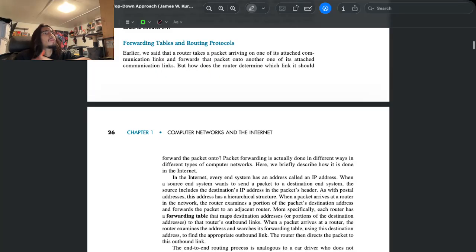Anyways, forwarding tables and routing protocols. Earlier we said that a router takes a packet arriving on one of its attached communication links and forwards that packet onto another attached communication link. But how does the router determine which link it should forward the packet onto? Packet forwarding is actually done in different ways in different types of computer networks. Here we'll briefly describe how it is done in the Internet.